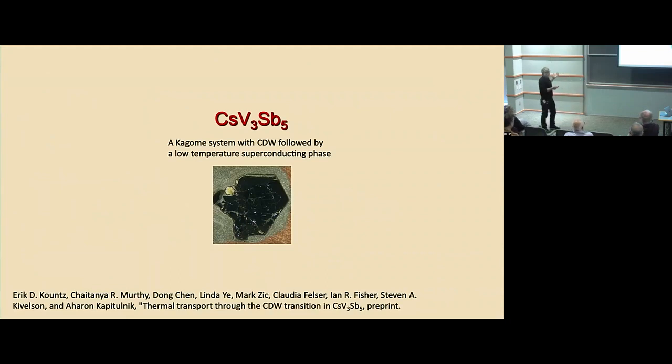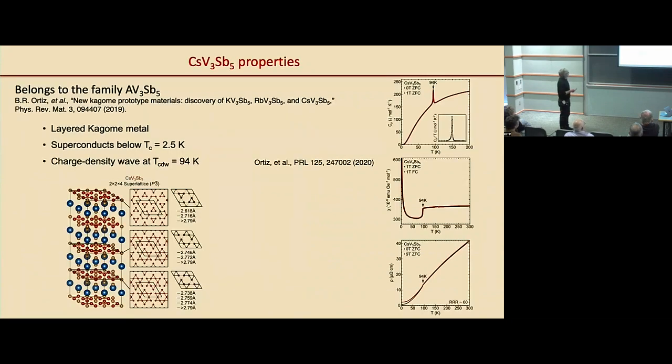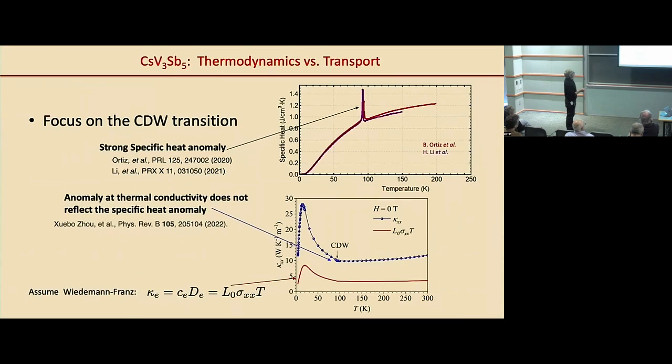Let me show you now, I added that because it was introduced by Steve Wilson, the CVS, as we call it, Kagome system, okay? You remember there is a CDW transition, first order, very important transition at 94 Kelvin. That's resistivity, this is the susceptibility, you all saw it on Monday, and the specific heat shows this huge anomaly. In fact, here this anomaly from two other groups, all very, very sharp anomaly.